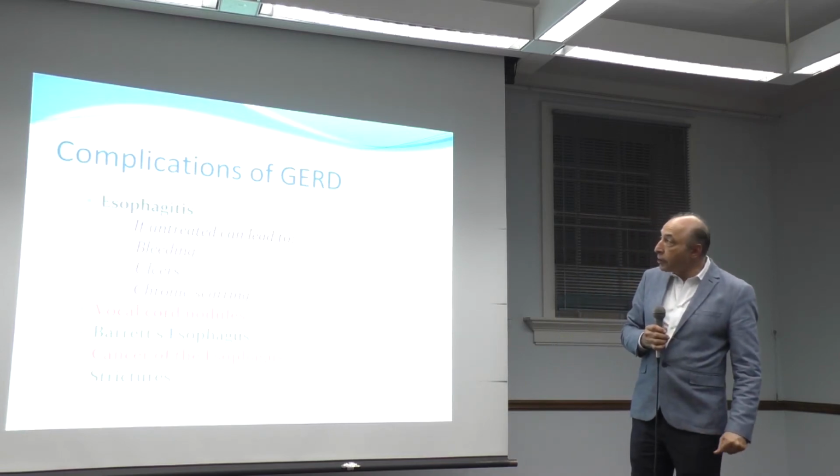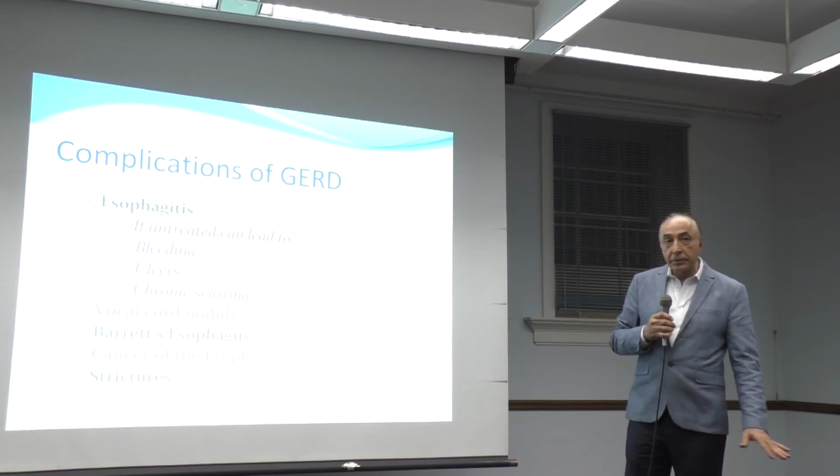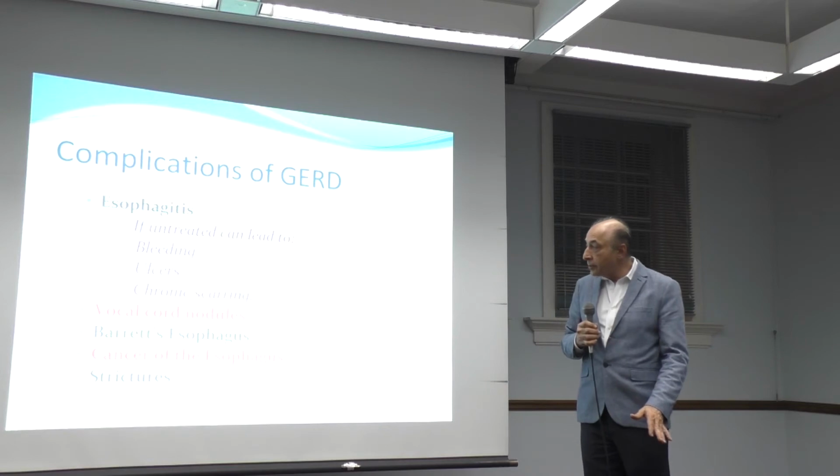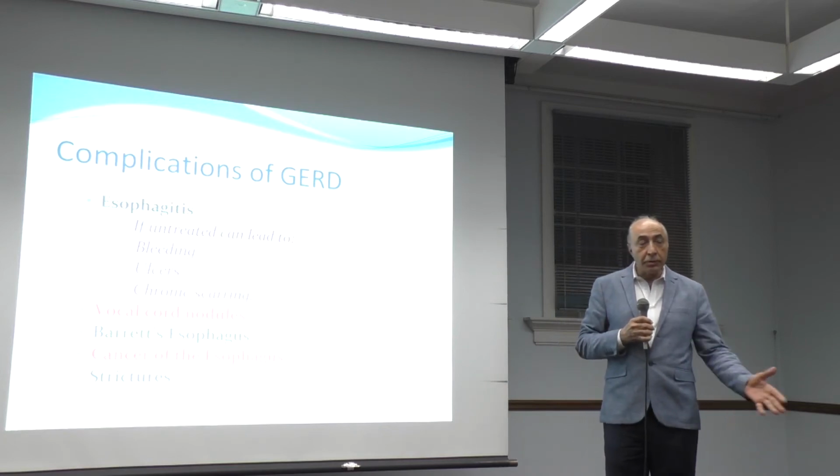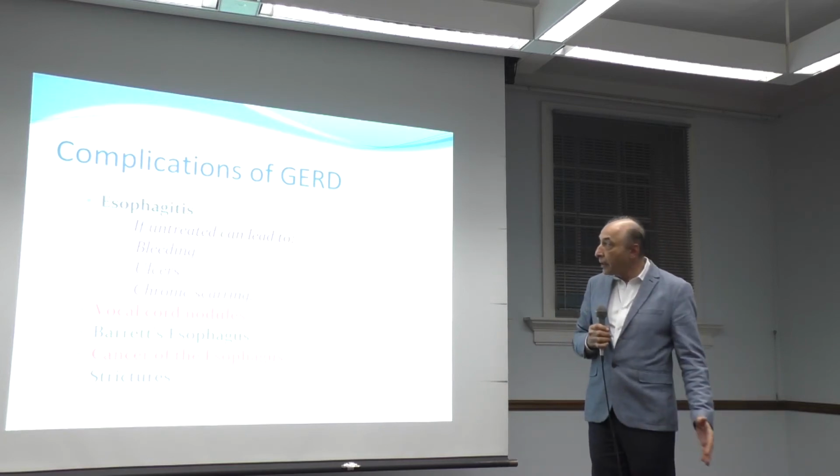Next one. So complications: esophagitis, bleeding, ulcers, vocal cord nodules, Barrett's esophagus we talked about, cancer of the esophagus, and strictures. Okay, something you already more or less know about. Next one, please.